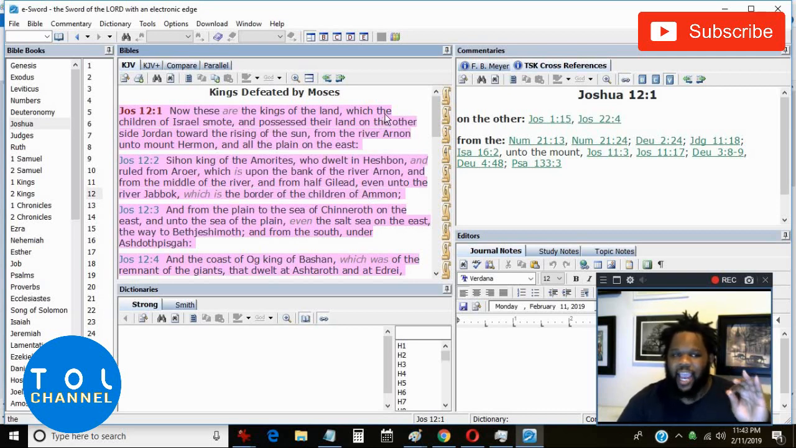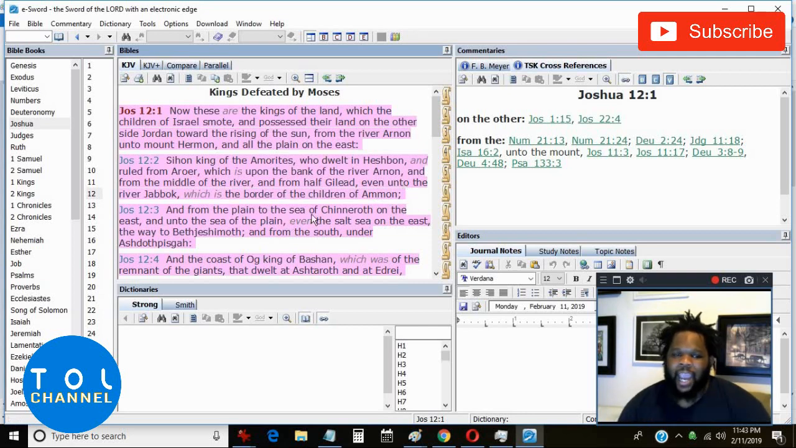Now these are the kings of the land which the children of Israel smote, and possessed the land on the other side of the Jordan toward the rising of the sun, from the river Arnon unto the Mount Hermon and all the plain of the east. Now we know the plain of the east is on Moab's side, Lot's side, because we know Lot, Moab and Ammon are the descendants of Lot. Sihon, the king of the Amorites, who dwelt in Heshbon and ruled on Ar, which is upon the bank of the river Arnon, and from the middle of the river, and from half of Gilead, even unto the river Jabbok, which is the border of the children of Ammon. So we know Moab and Ammon dwelt in the land of Lot.